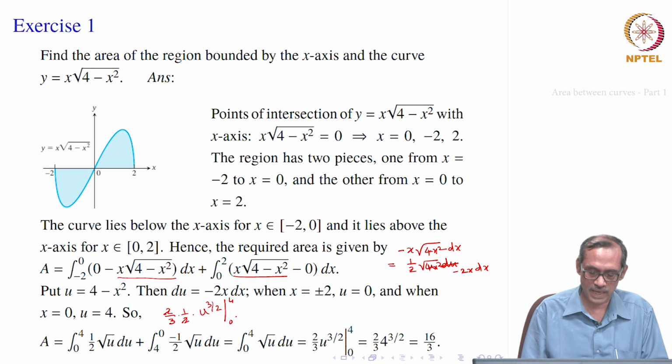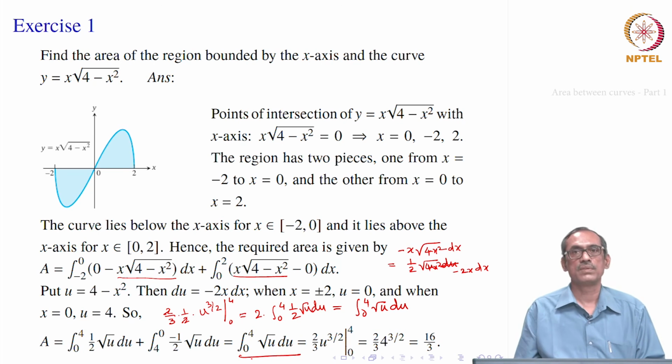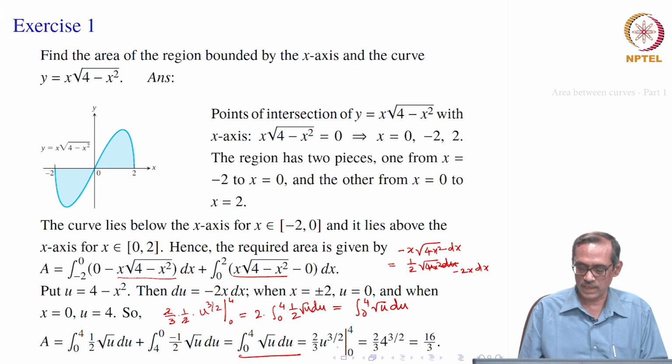So, that is the same thing as telling this sum is equal to 2 times the integral from 0 to 4 of half root u du, which is equal to the integral from 0 to 4 of root u du, and that is what we wrote here, 0 to 4 root u du, which gives you 2 by 3 u to the power 3 by 2 evaluated at 4 and 0 and subtracted. So, that gives again 16 by 3.